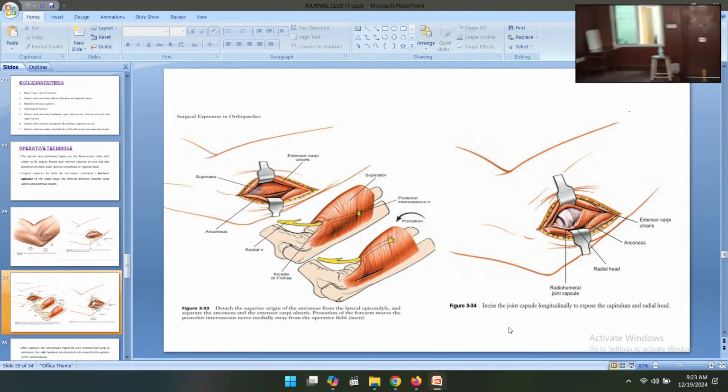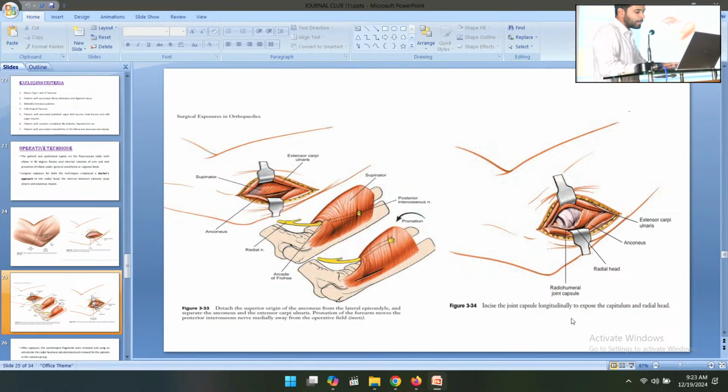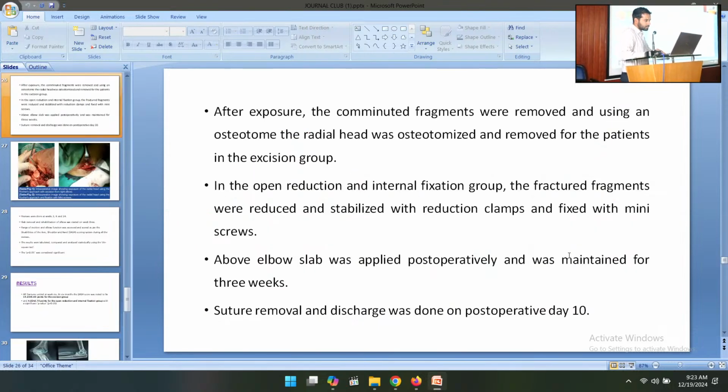Incise the joint capsule longitudinally to expose the capitulum and radial head. After exposure, the comminuted fragments were removed, and using an osteotome, the radial head was osteotomized and removed for the patient in the excision group, and in the open reduction and internal fixation group, the fracture fragments were reduced and stabilized with reduction clamps and fixed with mini screws.